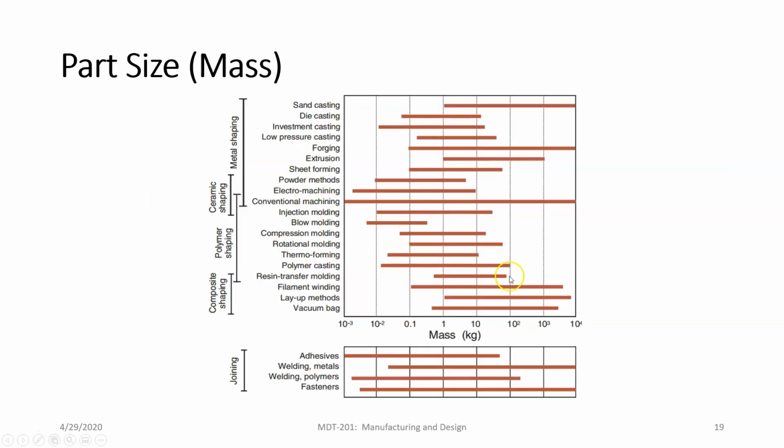Part size in terms of mass. The more massive parts, again, this should not be a surprise, sand casting is up there, forging is up there. Notice conventional machining is pretty much right across the board. So that's interesting. We can create nano size parts with conventional machining, or very large size parts.